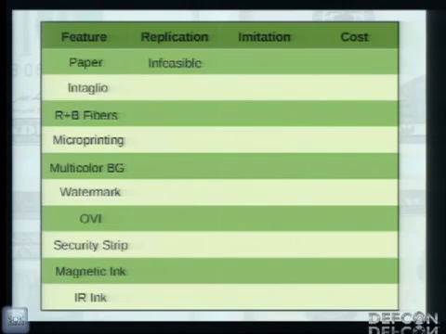So for imitation, we have to be concerned with two major tests of the paper. First, the counterfeit pen, and second is the feel of the paper.